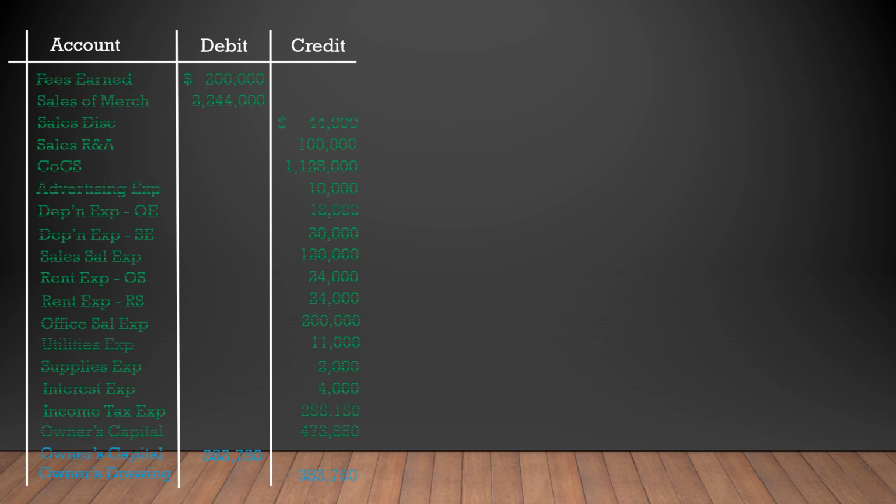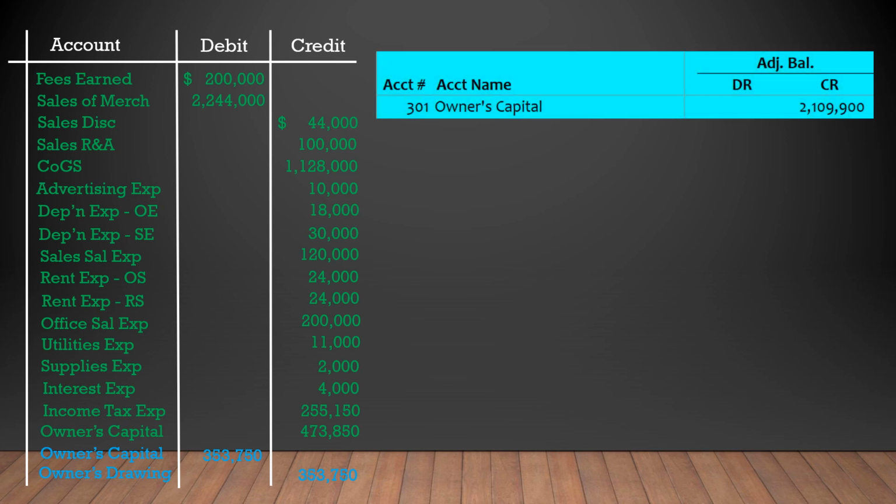Let's consider the impact of these entries on the owner's capital account. Here we have our previous two closing entries. I've changed their colors in order to help you distinguish them from one another. With each of these entries, we booked an amount to owner's capital. If you look back at the adjusted trial balance, you'll see that the current balance is a $2,109,900 credit.